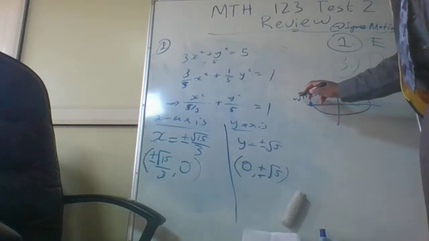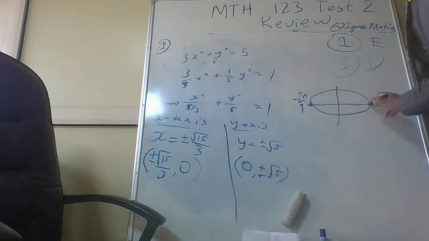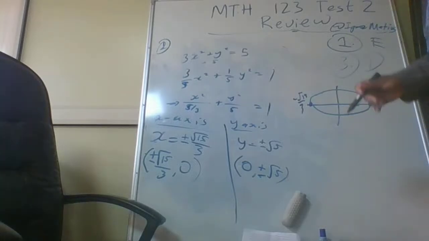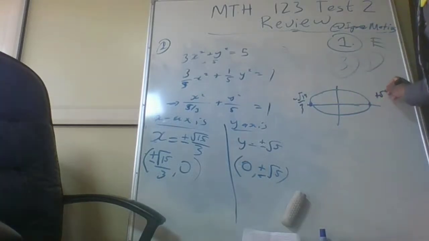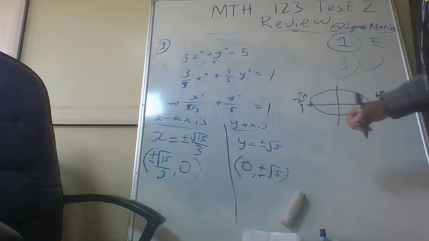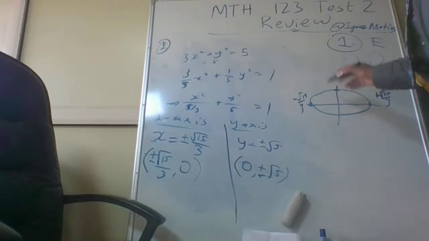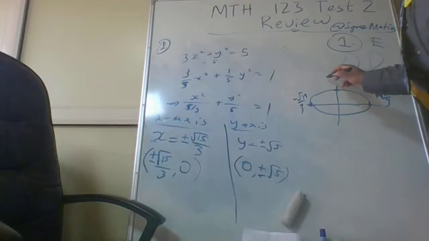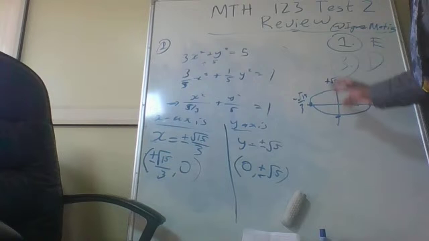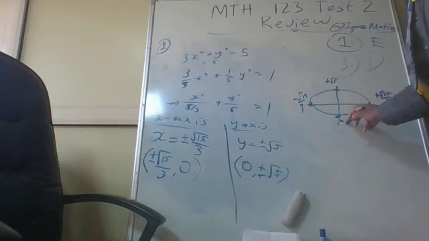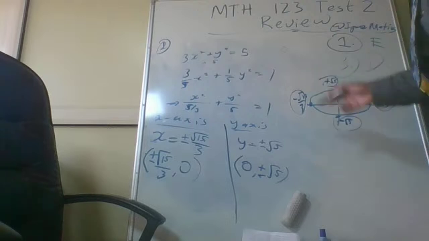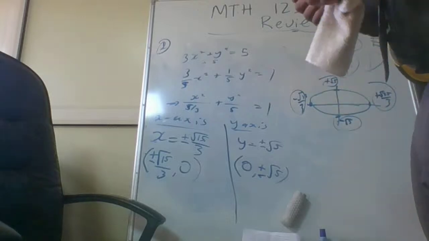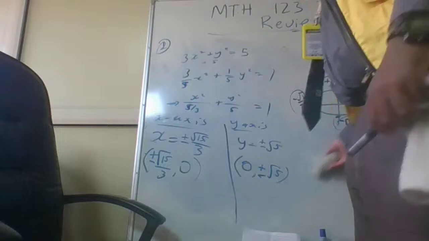Negative root 15 over 3. And here is going to be our second x-axis point, where the graph cuts the x-axis again, and this is going to be plus root 15 over 3. This is going to be our first y-axis point where the graph cuts the y-axis, plus root 5. And this is going to be our second y-axis point where the graph cuts the y-axis again, and this is going to be negative root 5. So these are basically the 4 points where our ellipse intersects with our axes.